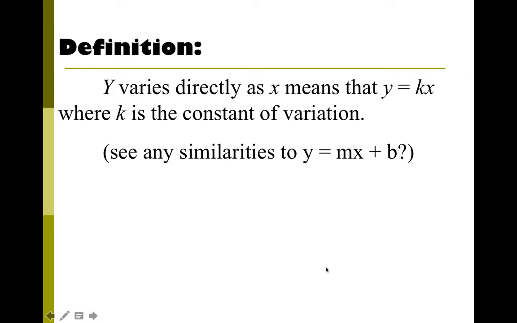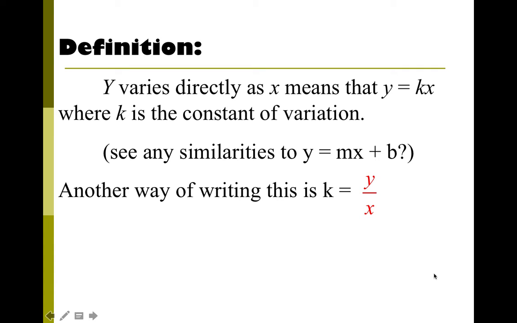Y varies directly as x. So if I tell you it varies directly, that means it's a direct variation. Y equals kx, and k is the constant of variation. Do you see that it's like y equals mx plus b? Basically, k and m are the same thing. They're the slope, but the b is 0 because it goes through the origin. There's a plus 0. Another way of writing it is k equals y over x because that's the ratio.